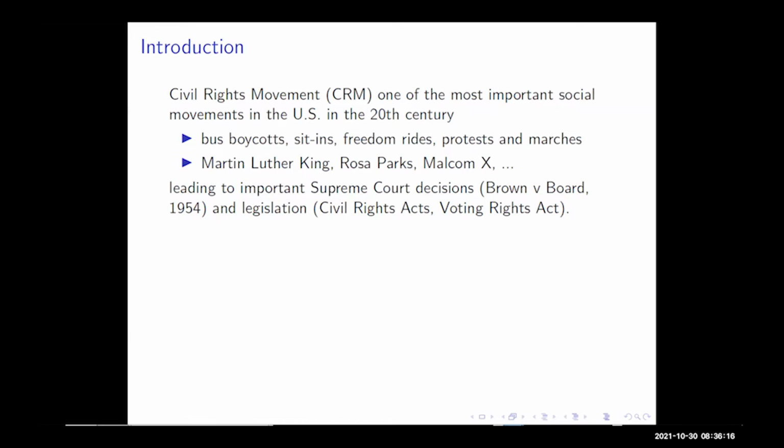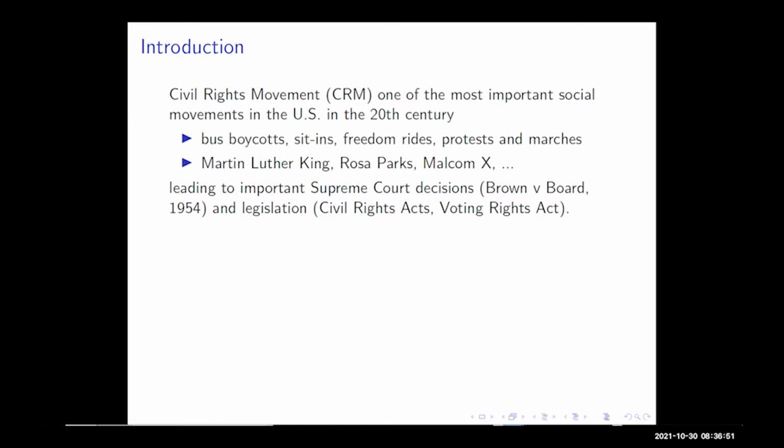And as you all know, the civil rights movement was one of the most important social and grassroots movements in the 20th century, which took all forms of protest. So you would see bus boycotts, sit-ins, the famous freedom rides, protests, and marches. And this movement also spawned a whole lot of very famous leaders such as Martin Luther King, Malcolm X, or Rosa Parks that you all know.